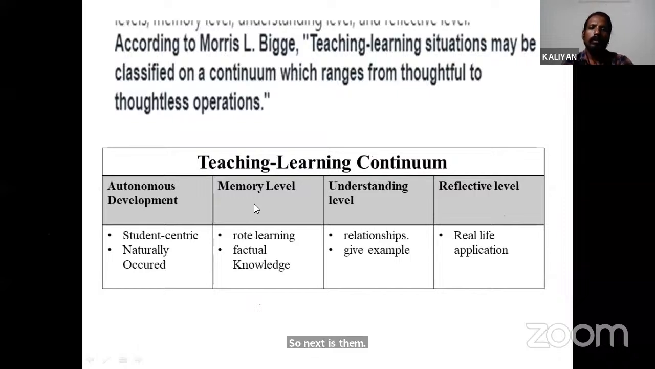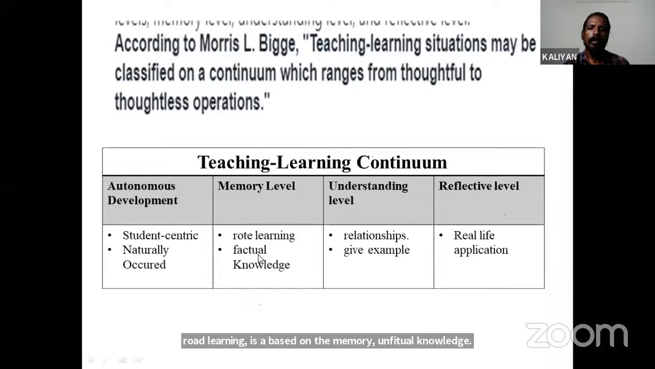Next, memory level is rote learning. Rote learning means based on memory and factual knowledge. Suppose a question comes based on factual knowledge, which teaching level is it? Memory level. Understanding is based on relationships and giving examples, and reflective level is real life applications. They may give a match the following: on one side memory level, understanding level, reflective level, and on the other side a relationship, real life application, or factual knowledge. So these are also very important.